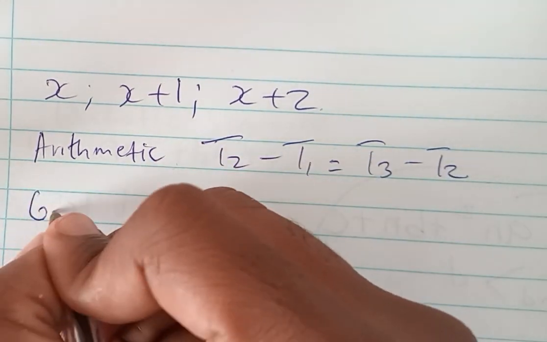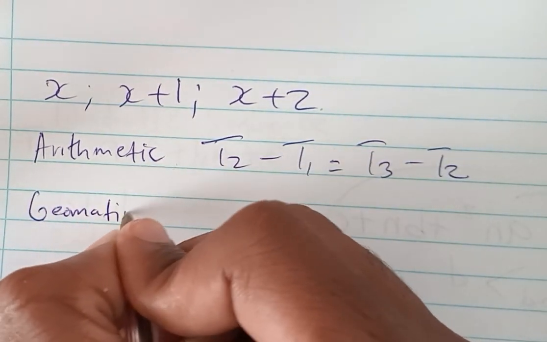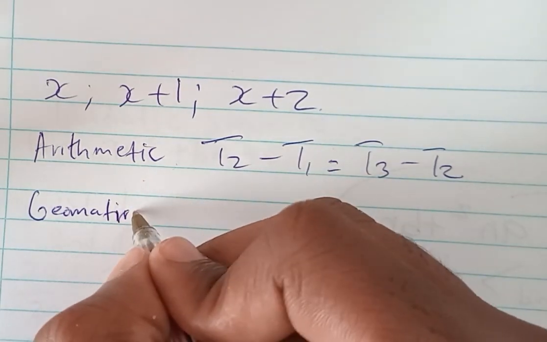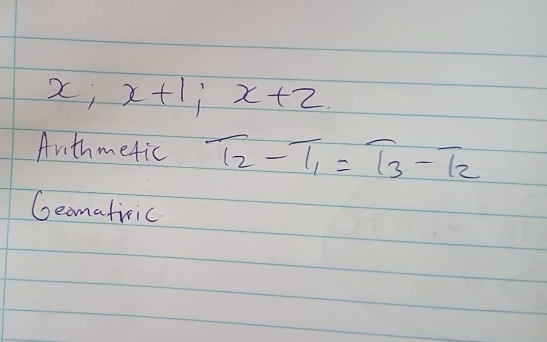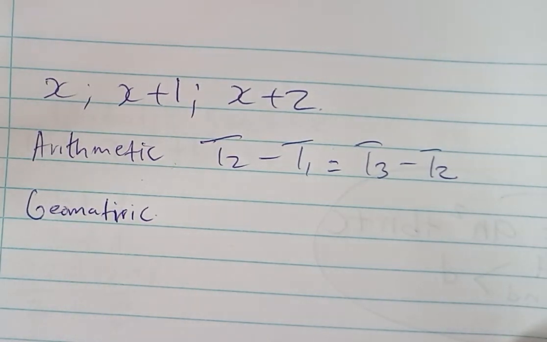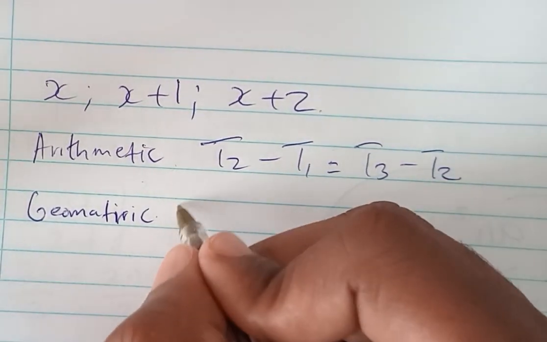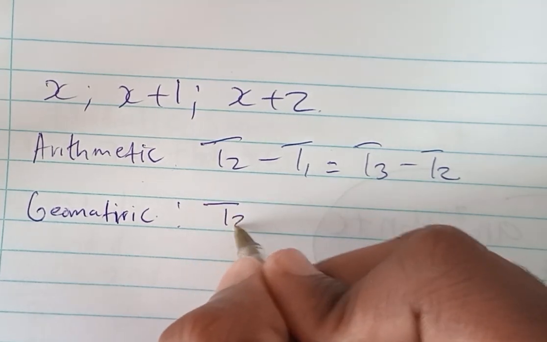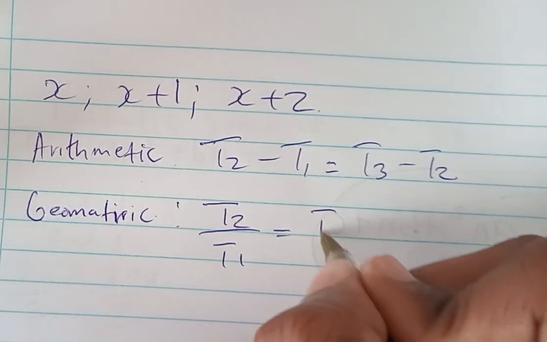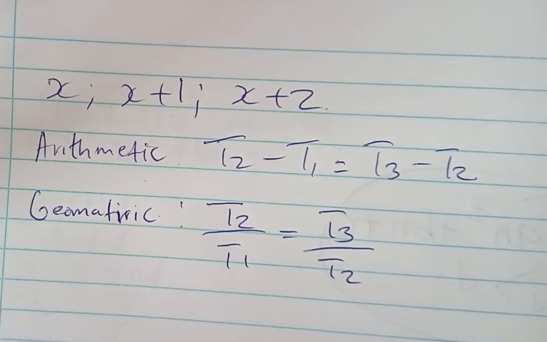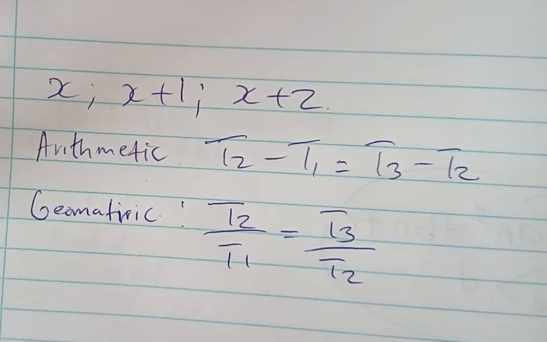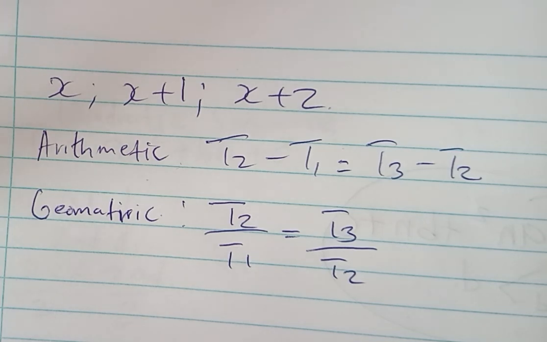But if it's geometric, if they give you a question like this, they will tell you if it's arithmetic or geometric, if it has unknowns like this sequence. So if it's geometric, it will be t2 divided by t1 equals t3 divided by t2. You see, this summary will be helpful because when you do calculations, you will already know what to do.